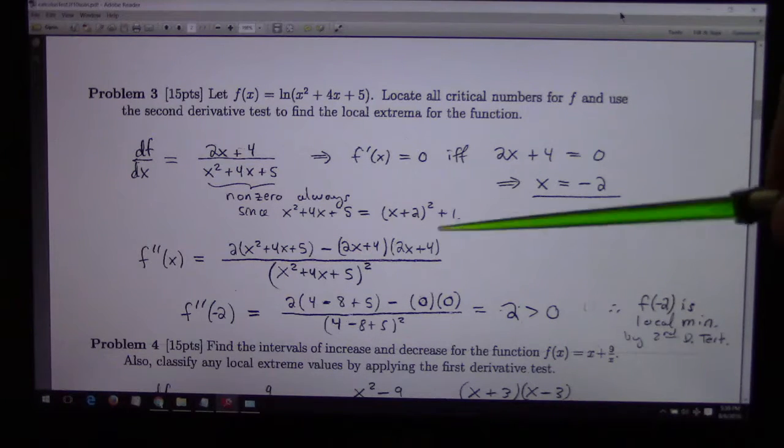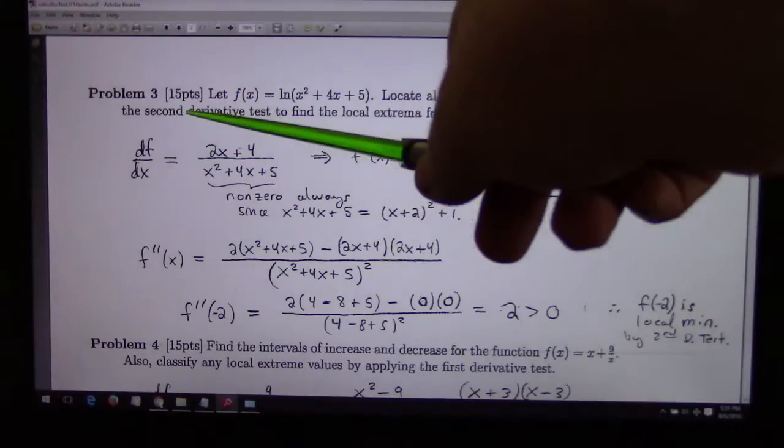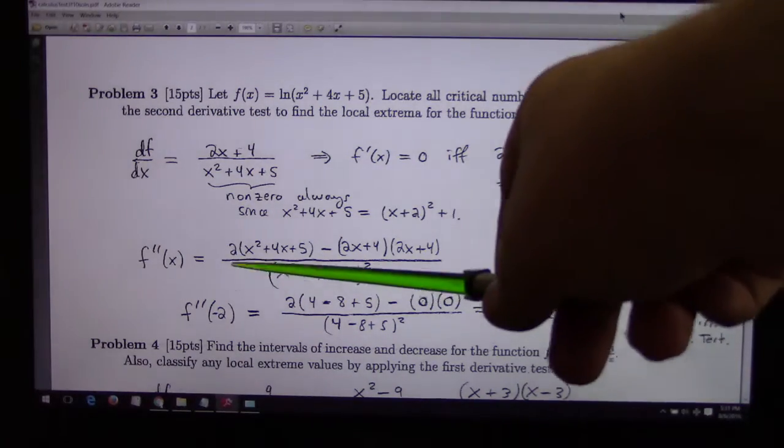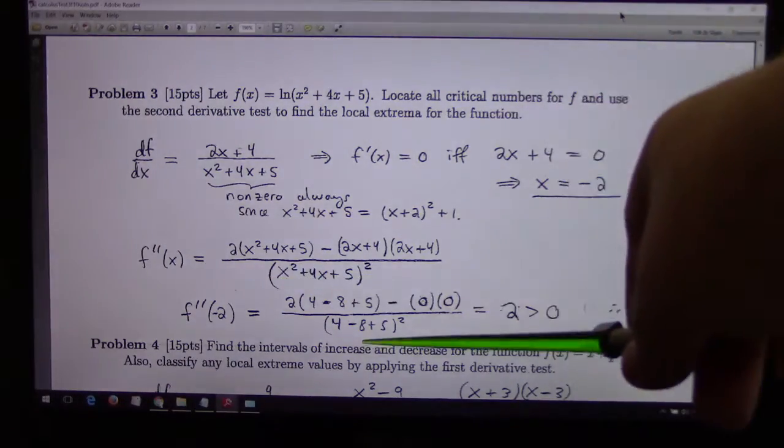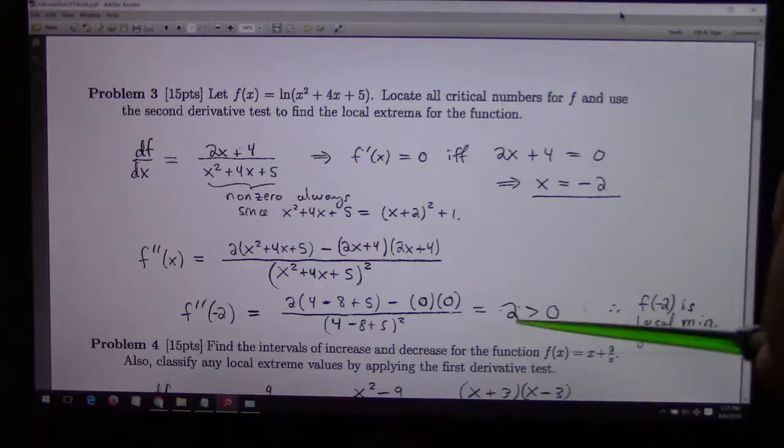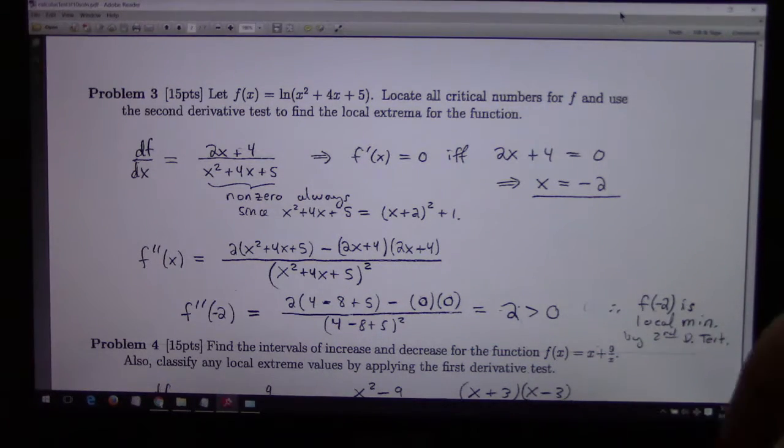And then I have to calculate the second derivative because I forced us to do it. So you get that. When you plug in minus 2, you get 2, so it's a minimum. All right.